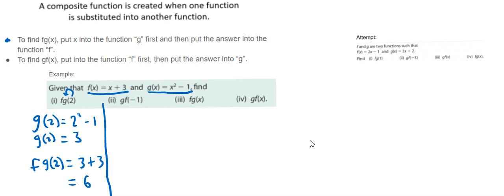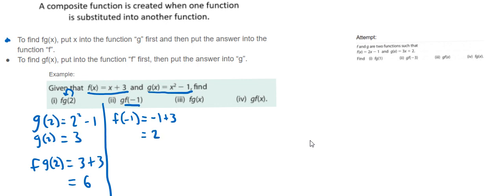So second one then is g of f of minus 1. See the way the f is closest to the minus 1 here, therefore I'm going to figure out what f of minus 1 is first. So f of minus 1 then would be minus 1 plus 3, because I'm just putting a minus 1 in instead of the x. So minus 1 plus 3 is 2, positive 2.